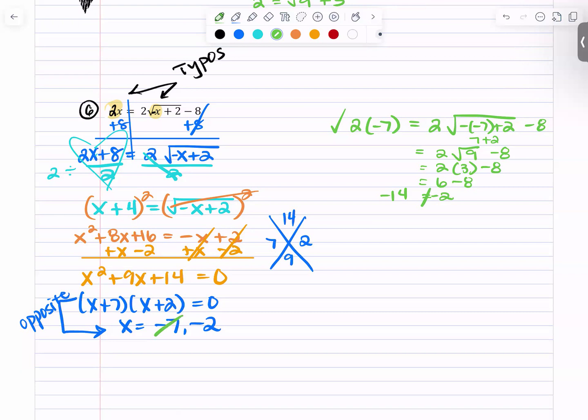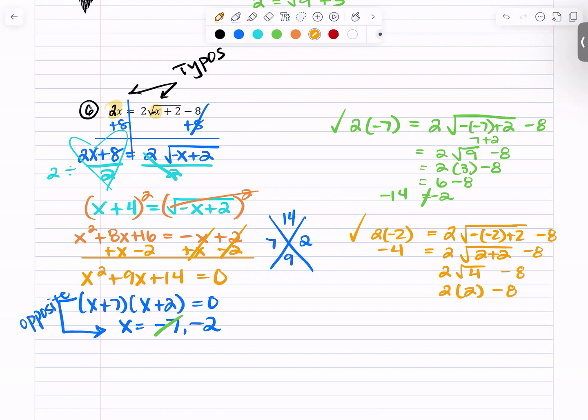But double check negative 2 because there are times that neither of them work. That could happen. So double check that negative 2 works. So 2 times negative 2, 2 square root of negative 2, because that negative is on the inside. We added it in our typo. So that's going to be negative 4, and this side is 2 times 2 plus 2 minus 8. The square root of 4 would be 2, and 4 minus 8 is negative 4. So negative 4 does in fact equal negative 4, so your answer is negative 2.